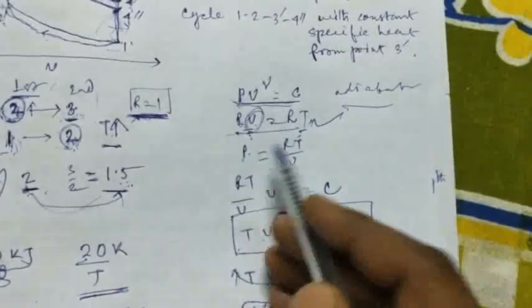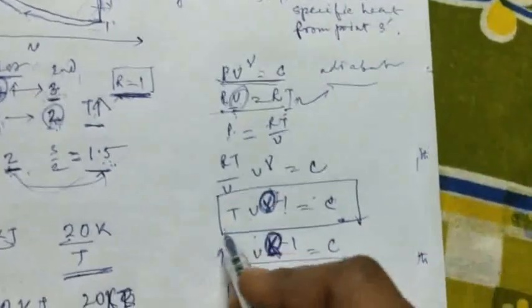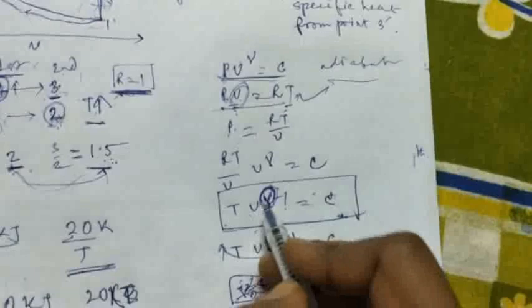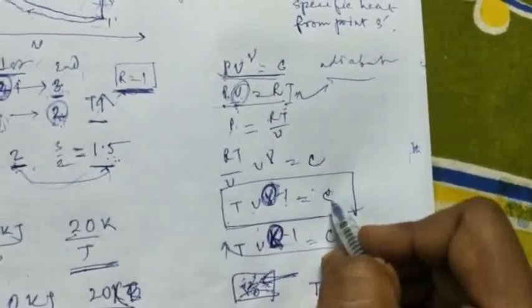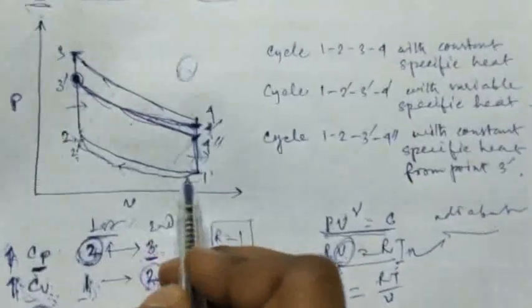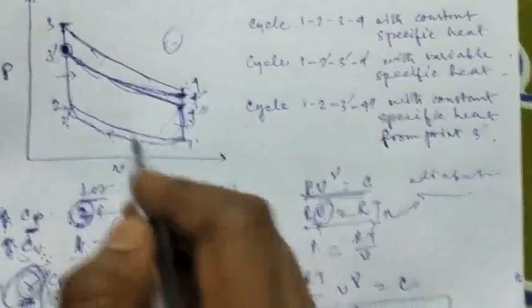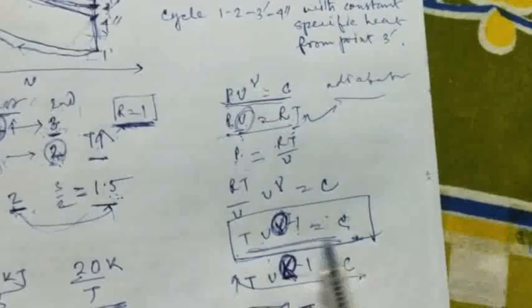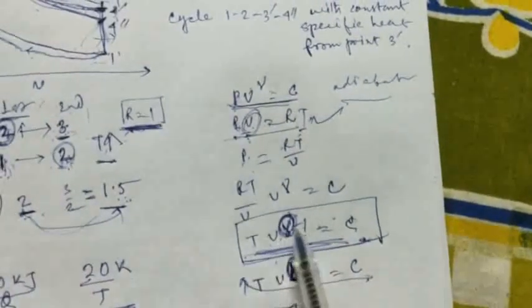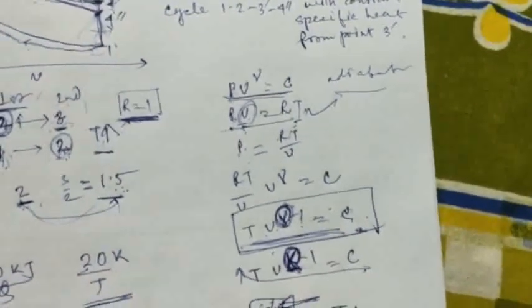Now we are replacing this P by P equal to RT by V. We are getting an equation T into V to the power gamma minus 1 equal to constant. So the 1 to 2 process, the compression process, and the 3 to 4 process, the expansion process, will follow this equation: T V to the power gamma minus 1 equal to constant.